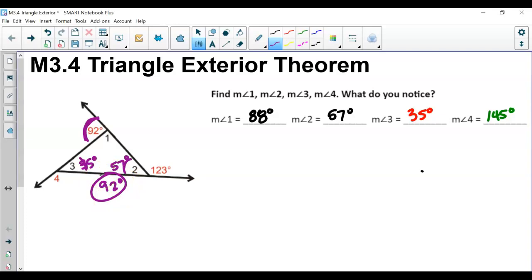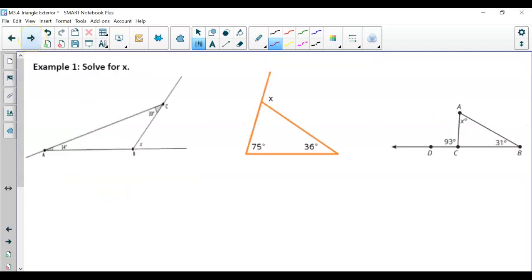So the two angles that are remote from the exterior angle, or opposite from it, will always add up to equal the exterior angle. And that is the theorem, and that's what we're going to be using today. For example, you could technically add these two angles that are given to you, 30 and 14, to get the third angle, and then subtract from 180, and you will still get what x is equal to.